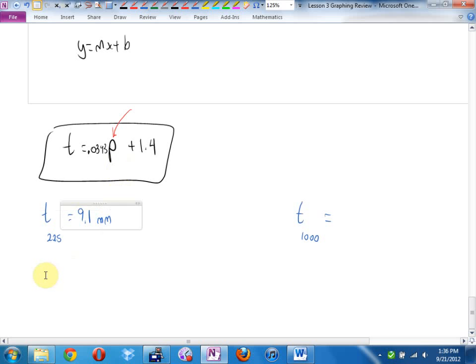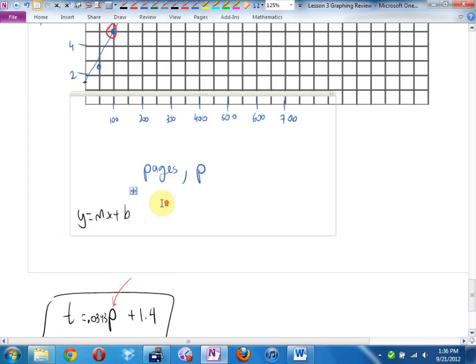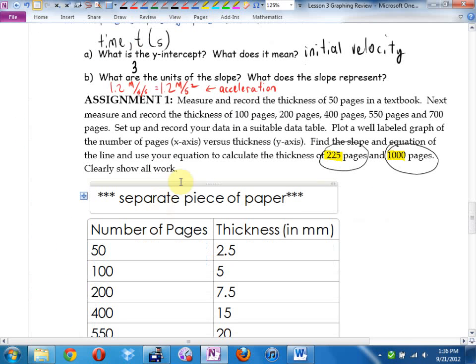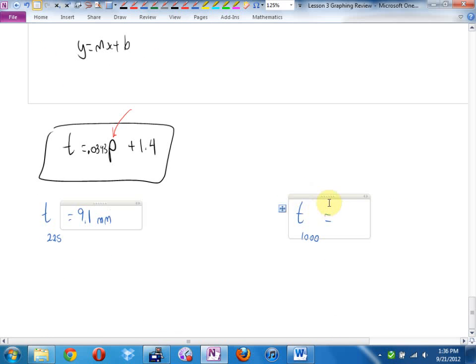I think it was 225 pages that I asked you to find the thickness of, right? Use your equation, I said, to calculate the thickness of 225 pages and 1,000 pages. You'll also later on be doing it for 1,000 pages, but that you're going to try on your own. So all of you have a thickness for 225 pages, a theoretical thickness based on your equation. Okay? I handed out 3 textbooks. Those of you that have the textbooks, we're going to do an error analysis.